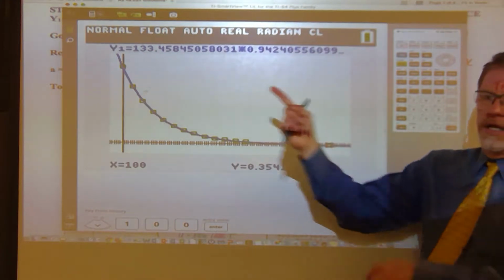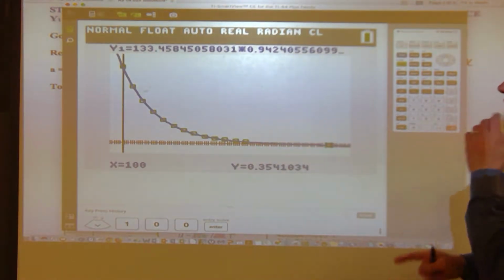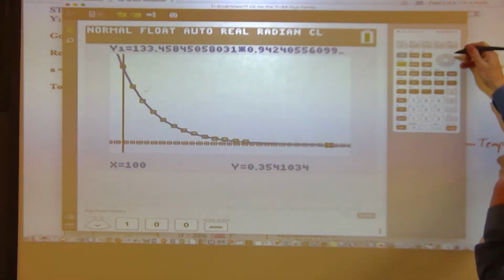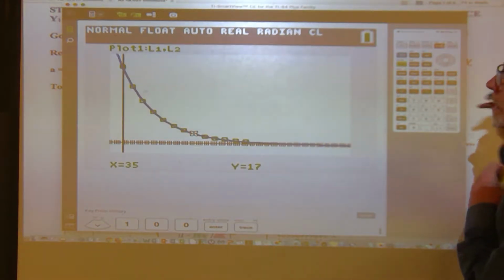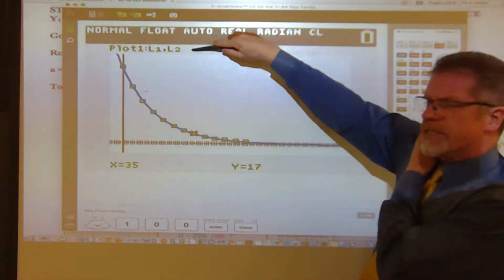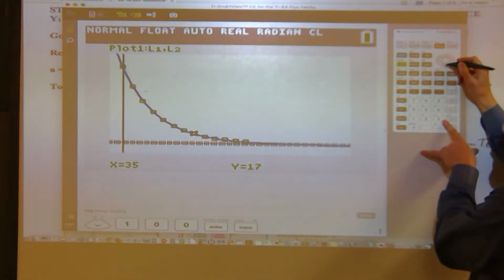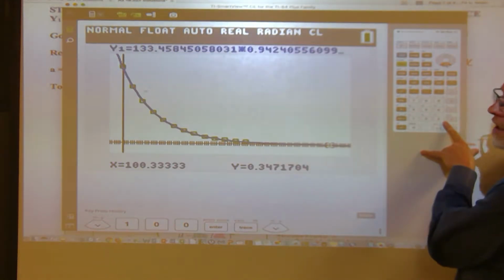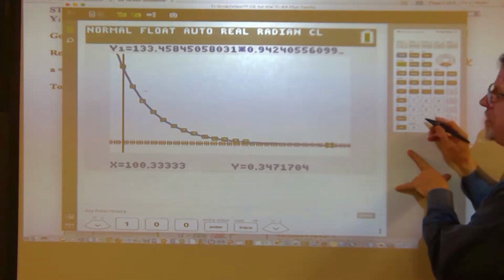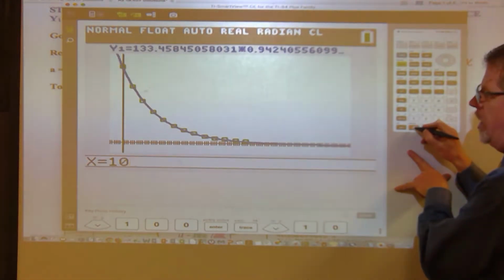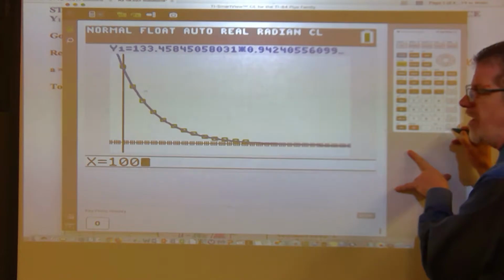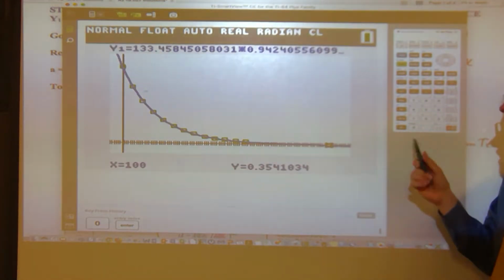Any other questions? How do you get to the far right? Okay, to get to the far right, press trace, and notice that it's tracing the plot right now, which you don't want. You want to trace lines. So press down arrow, and now type in the number 100, followed by enter. And there it is.